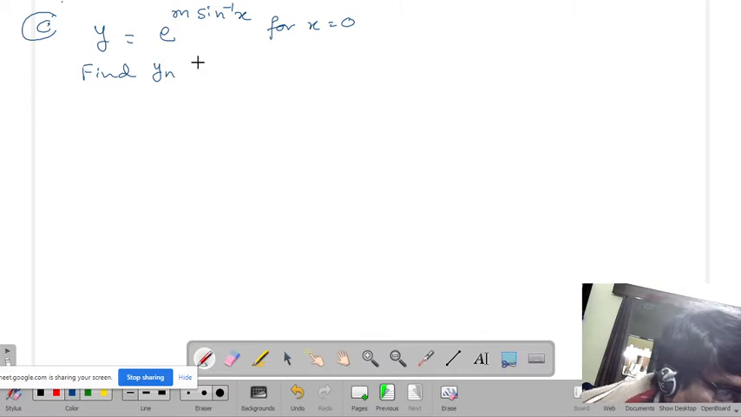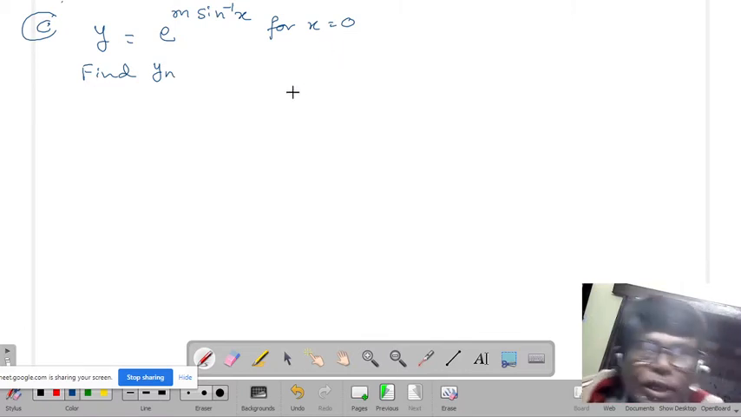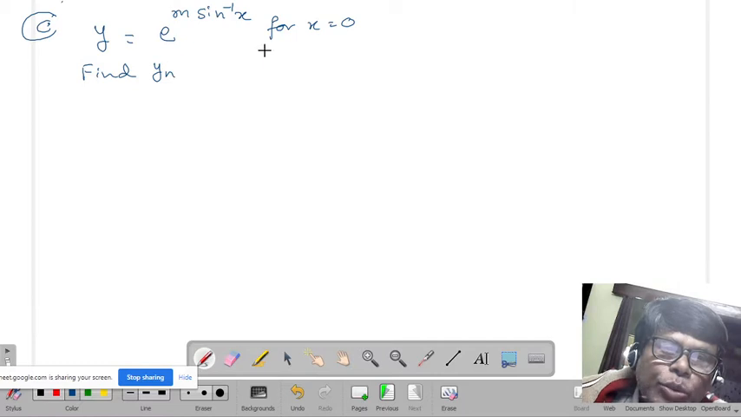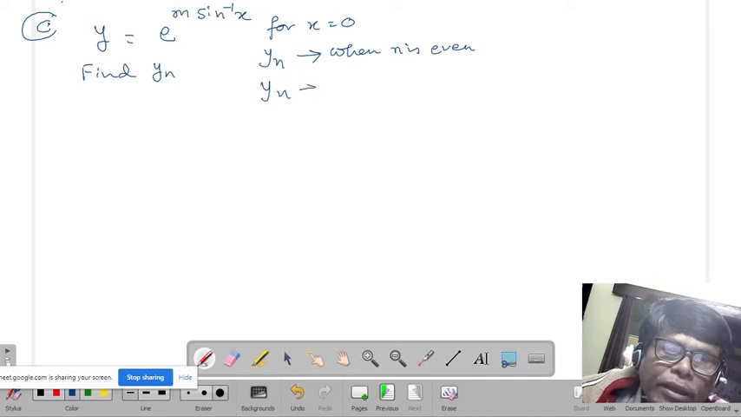So this is your sum. Now the hint is there will be two sums, for n is equal to even and for n is equal to odd. So there will be two answers: find yn when n is even and find yn when n is odd. So there will be two answers.